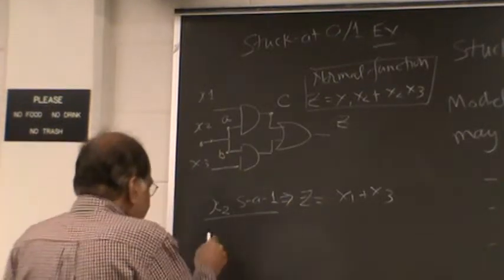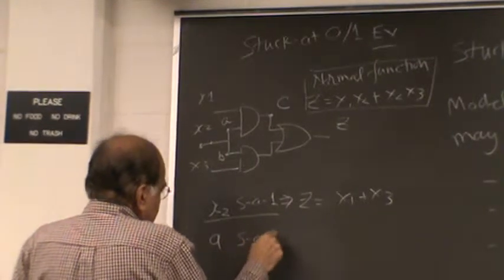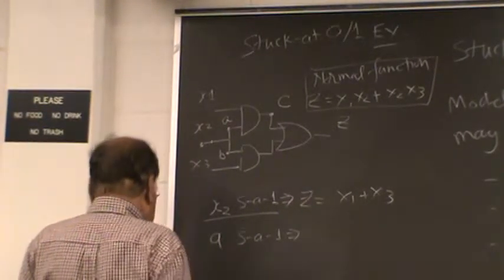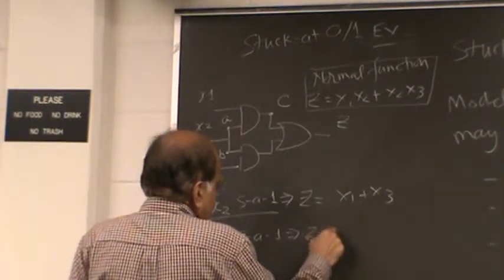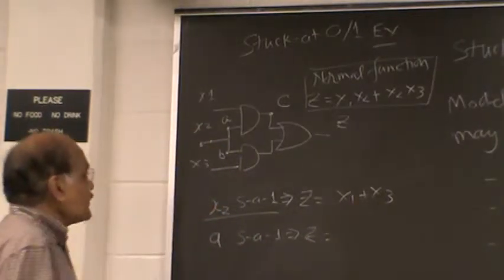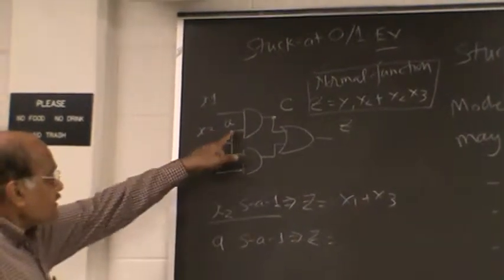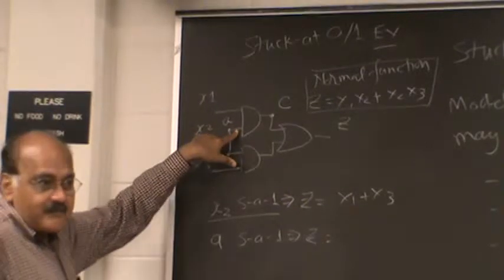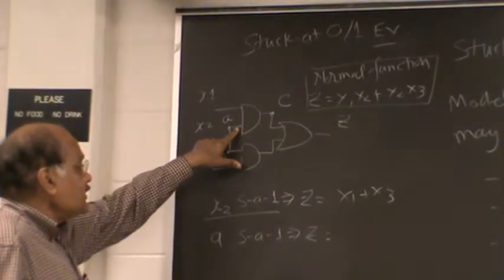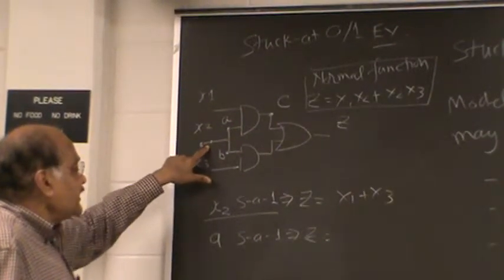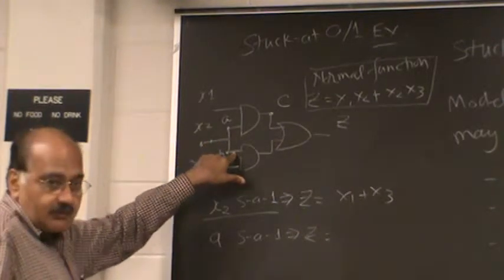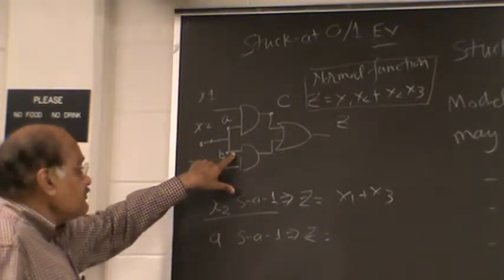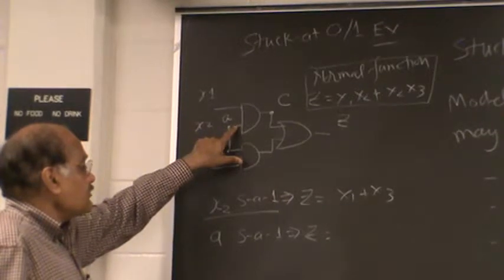Okay, let's look at another example. How about line A stuck at 1? What would you say? In this case, what would z be equal to? This is line A. So notice that here we are not assuming that there is any problem with x2. We are not assuming there is any problem with B. But we are assuming that there's a problem with line A.